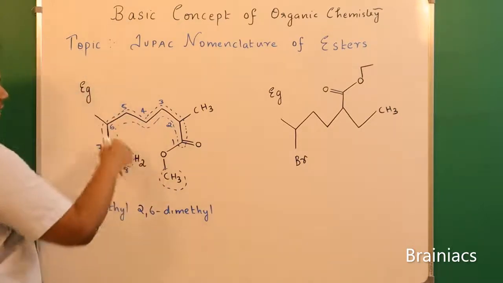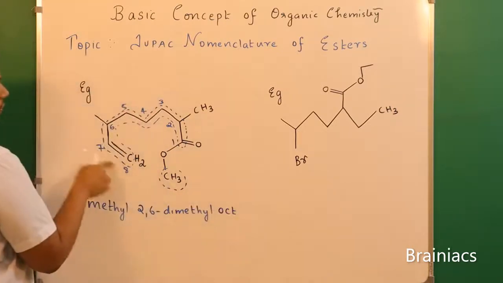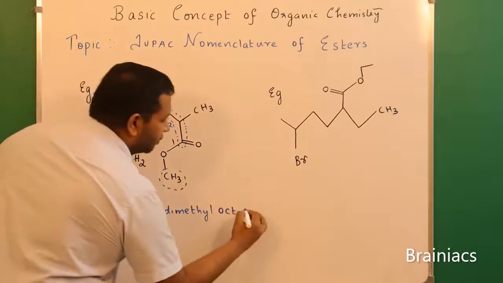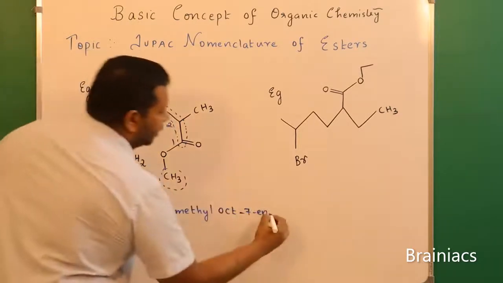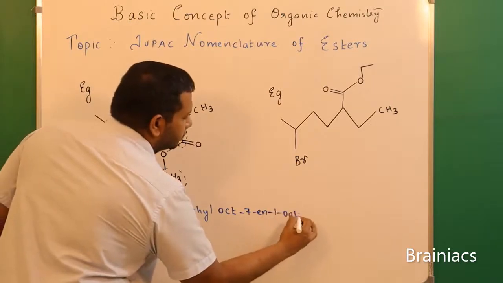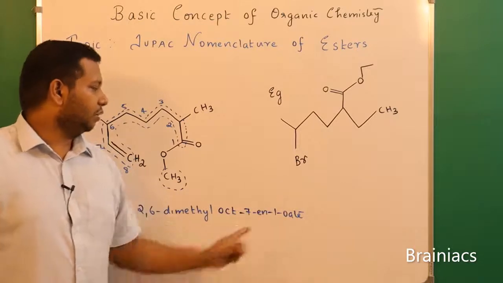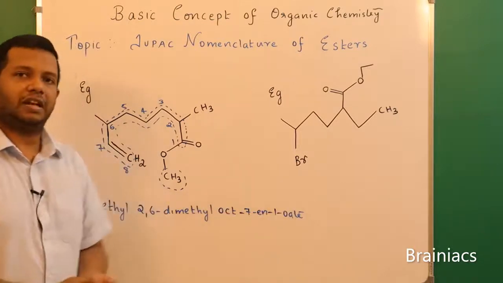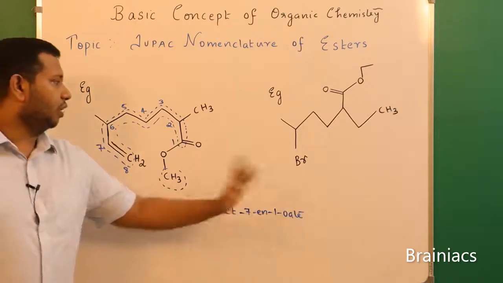How many carbon atoms are there? 8. So I can say oct, and we know that at the 7th position it is linked through a double bond, so oct-7-ene. I know that at first position there is the ester, 1-oate. You can write enoate or en-1-oate, like this you need to write. So methyl 2,6-dimethyloct-7-en-1-oate.